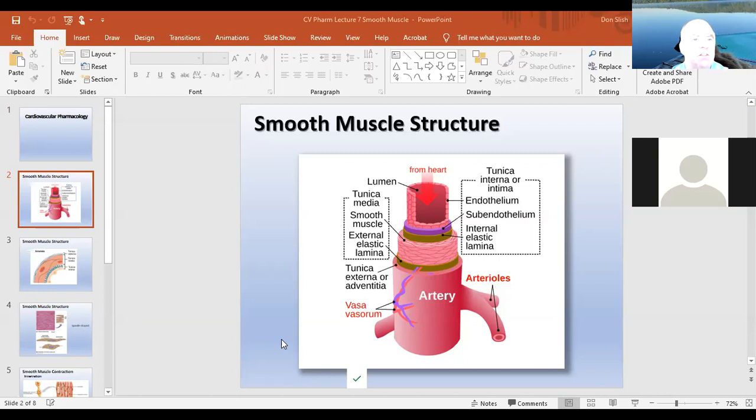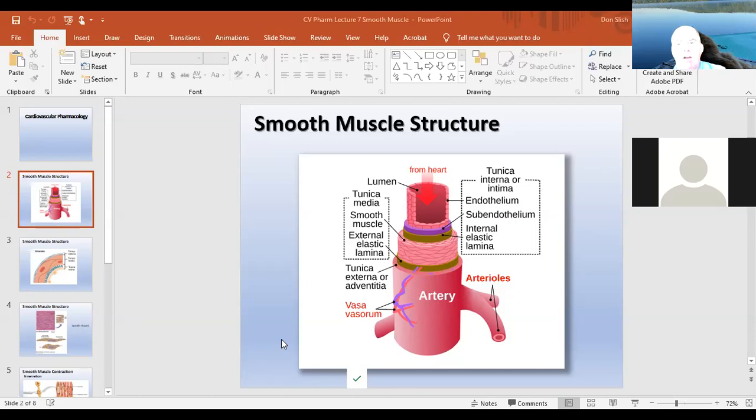Arteries. So arteries in your body go from huge conductance vessels like the aorta down to arteries, which are still pretty big, and then down to arterioles, and then smaller and smaller arterioles. And the arterioles are really what's on a minute-to-minute basis controlling blood pressure and blood flow. So these are really important for cardiovascular pharmacology.